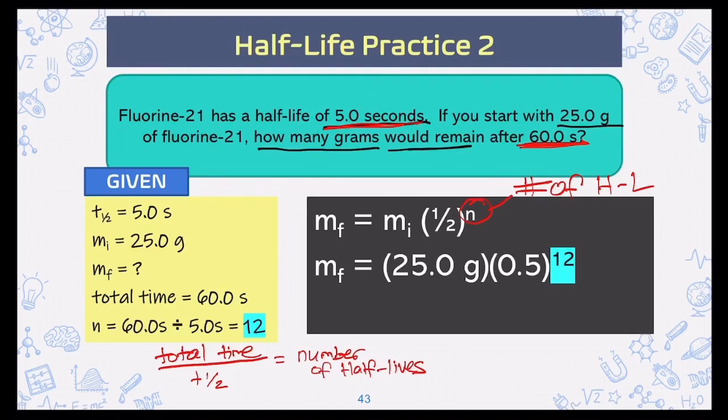60 divided by 5 gave us 12, so that's how we know what the value of n is. We have 12 half-lives that passed, and remember, half is just 0.5. So when you're entering this work into your calculator, you can go ahead and solve and record your final answer.